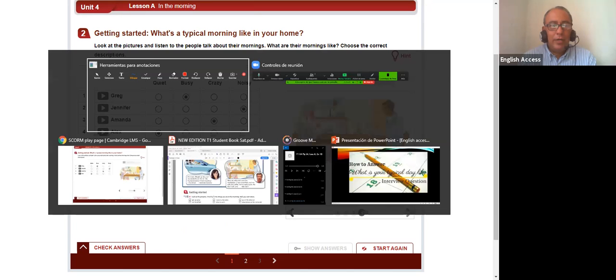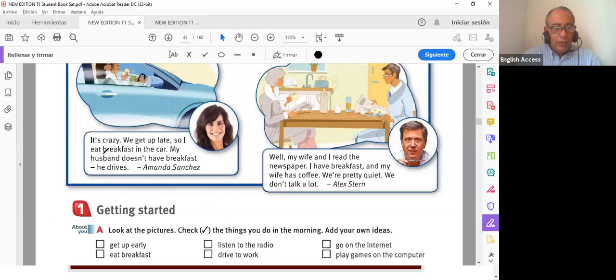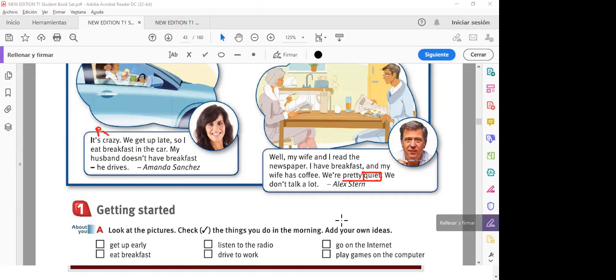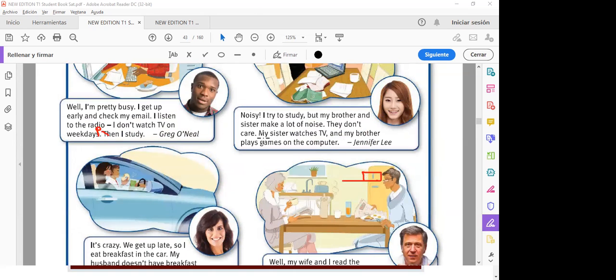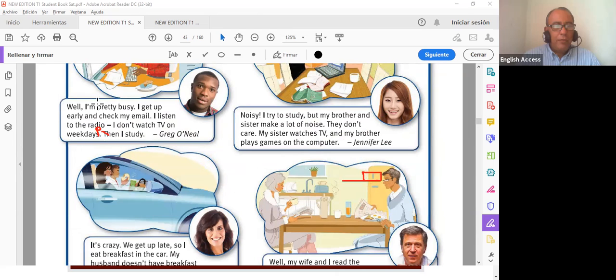Veamos el adjetivo acá en el libro. Dice crazy, pretty quiet. No se refiere a una persona, se refiere a este adjetivo. Pretty quiet. Muy tranquilos. ¿Sí? Si dijera pretty crazy, ¿cómo sería? Muy loco. A ver si aquí hay otra. No hay otra, pretty busy.